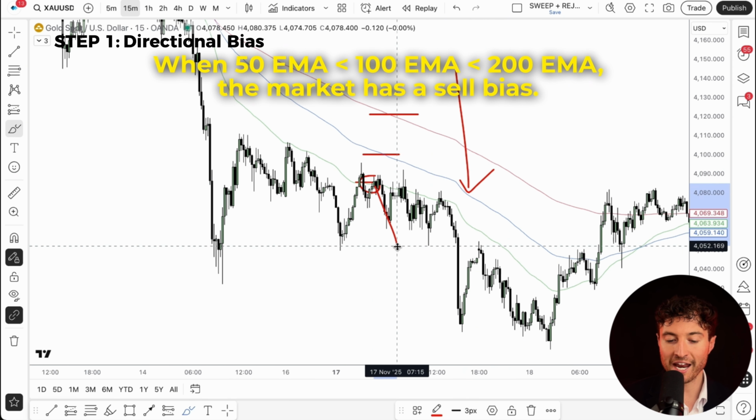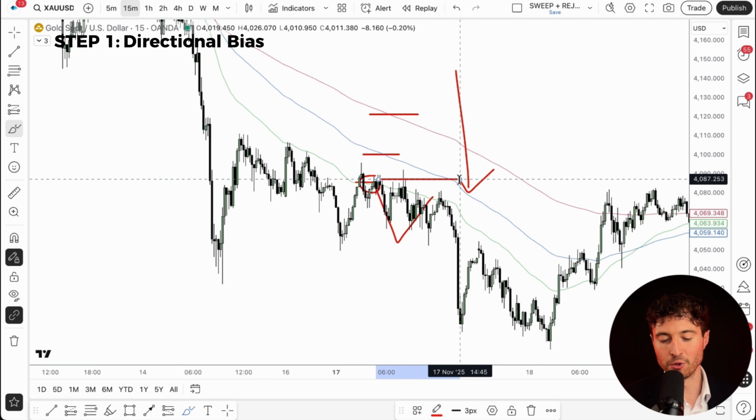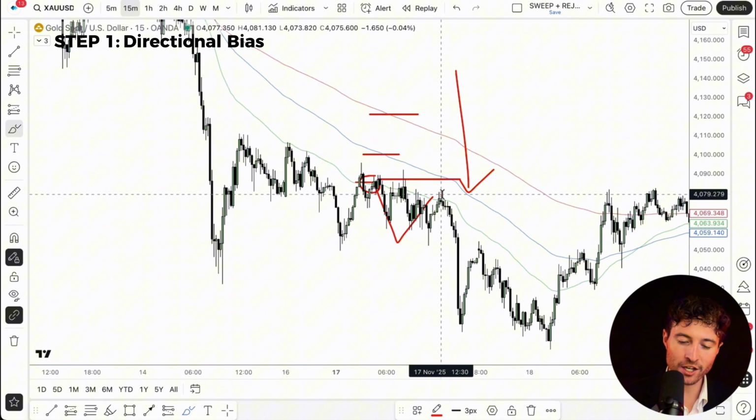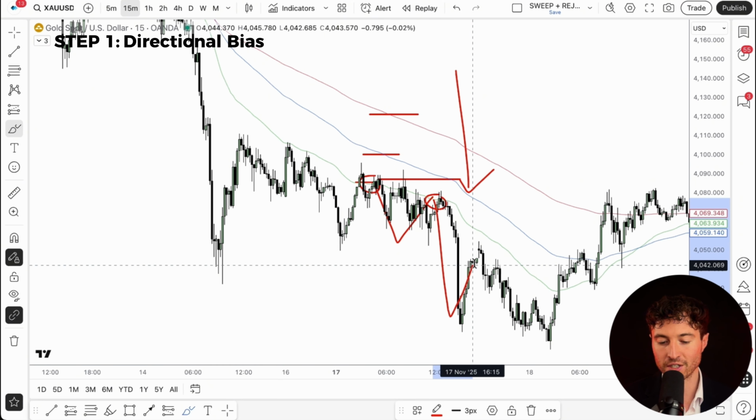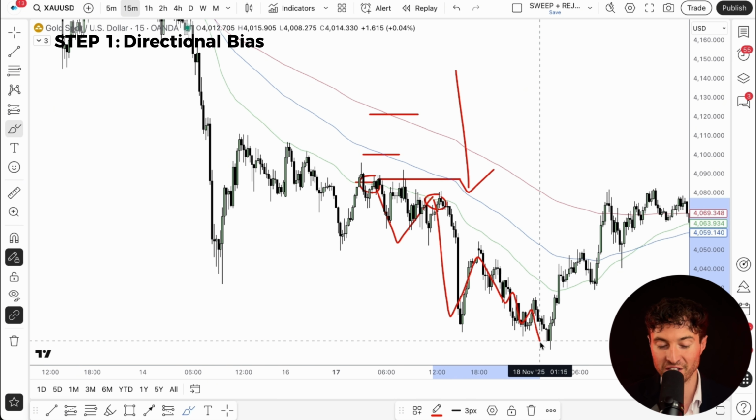And as you can see, any opportunity in here, and we're going to get onto entry models and how to time the market correctly in a moment, but any opportunity in here is an opportunity to get short. And as you can see, these trends continue and continue and continue.